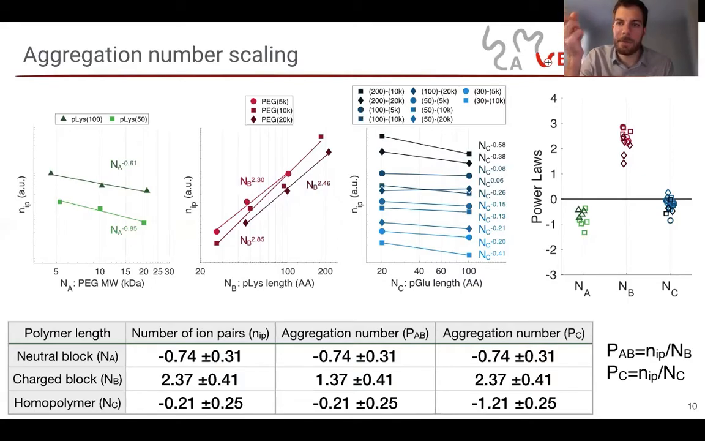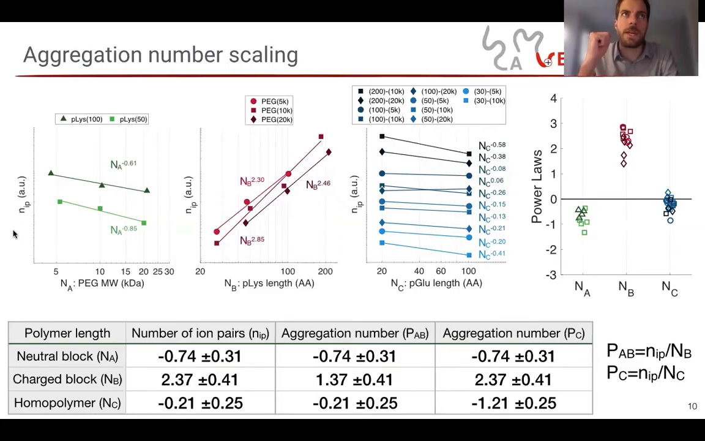The length of the B block and the length of the C block that form the core are not the same in most cases. So if I'm trying to calculate aggregation number, you can extrapolate the intensity to Q equals 0 and end up calculating something. But what I'm actually calculating here is the number of ion pairs in the core of the micelle. And so you can kind of think of this as like a monomer aggregation number, maybe.